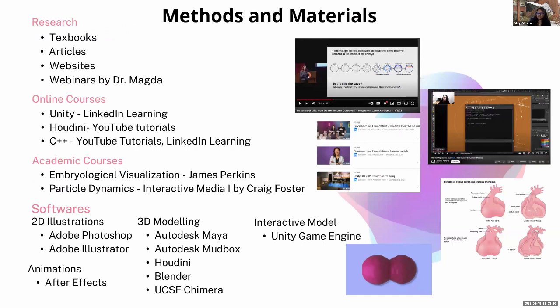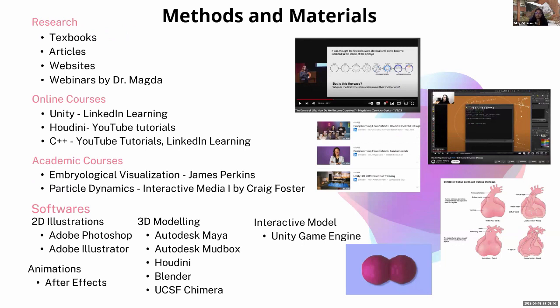Now we look into the methodology and materials. I used textbooks, articles, websites, and webinars by Dr. Magda to research on the topic. I took online courses on YouTube and LinkedIn Learning to understand Unity and Houdini, and even understand C++, that is the basis of Houdini.